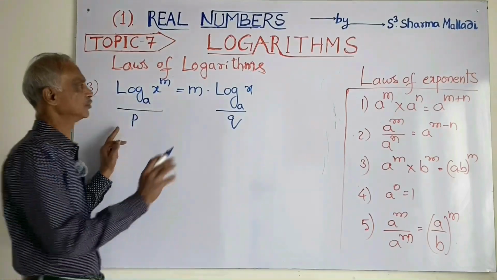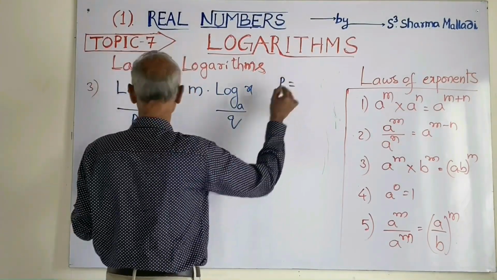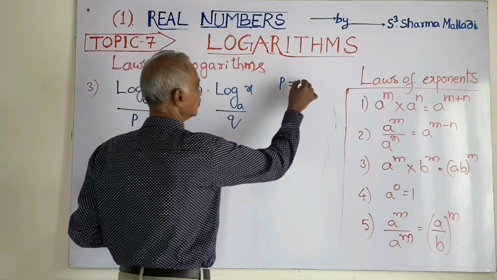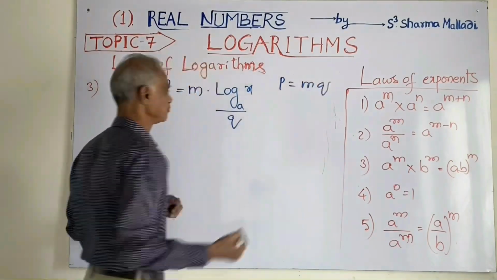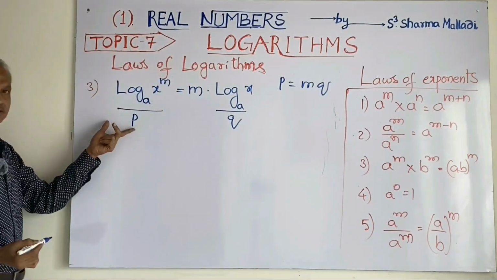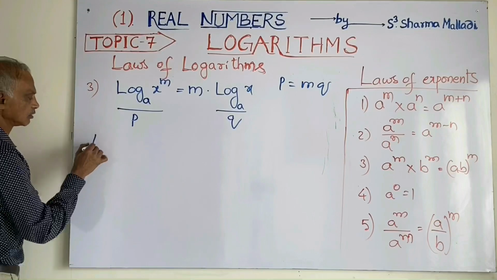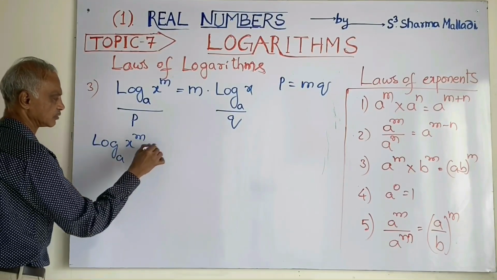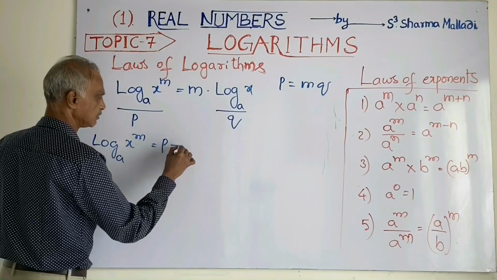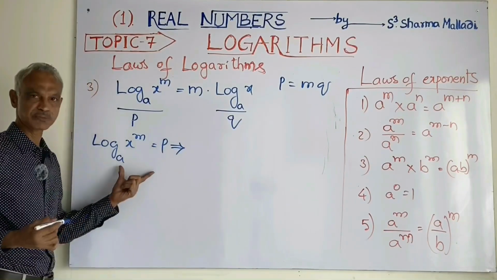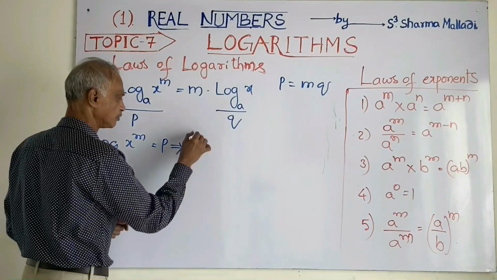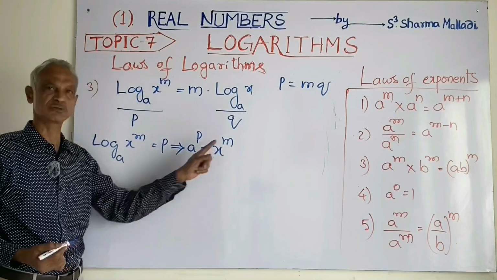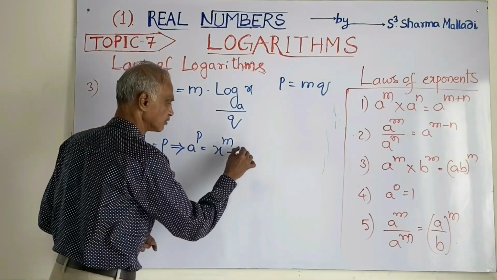What we have to show? P is equal to MQ. We have to show P is equal to MQ. You take this is equal to P. Log of x to the power of m to the base A is equal to P. This can be written in exponential form as A to the power of P is equal to x to the power of m. This is number 1.